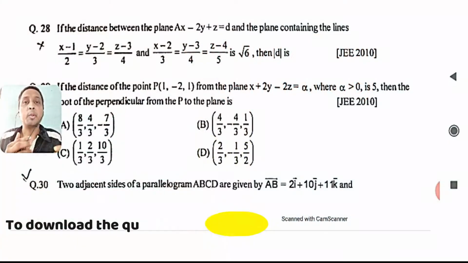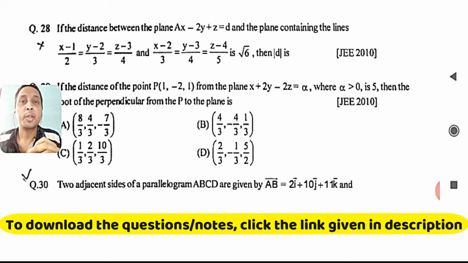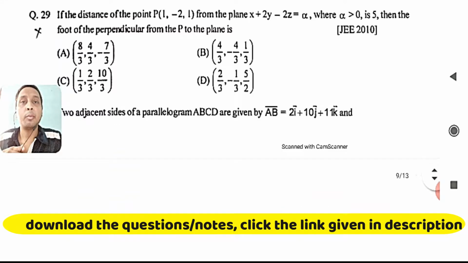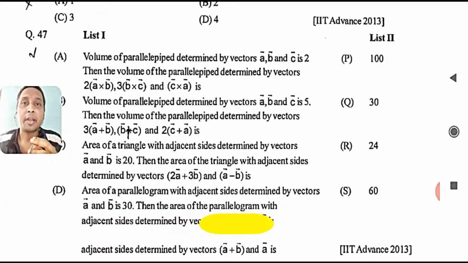Okay students, welcome all to this new lecture in the advanced level series where you are solving previous year IIT JEE questions on vector algebra, skipping 3D portions. Today we will be solving from question number 28 up to question number 47. Okay, then let's try to solve these questions.